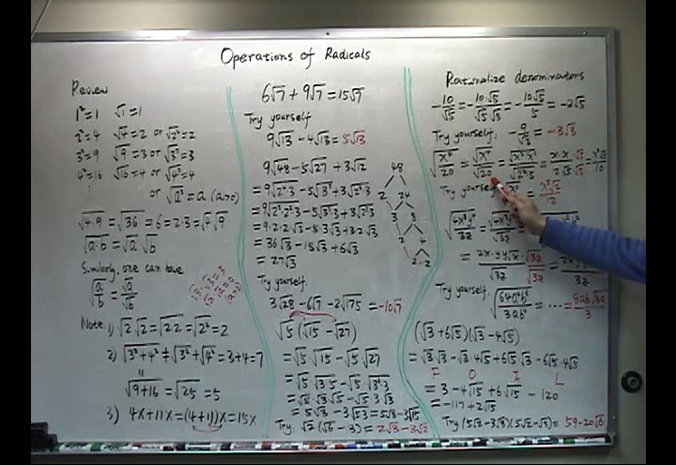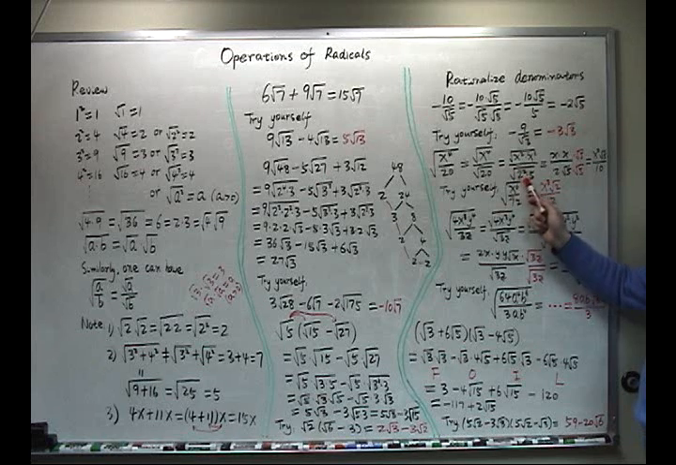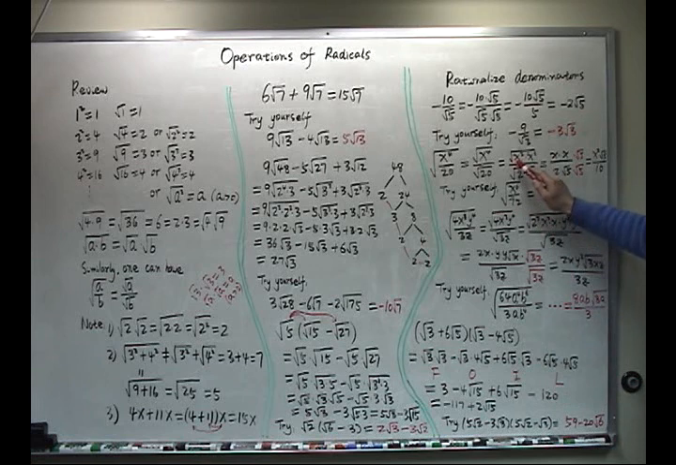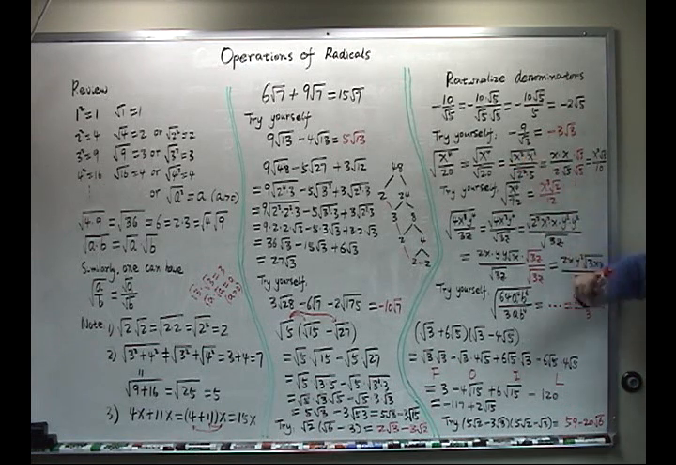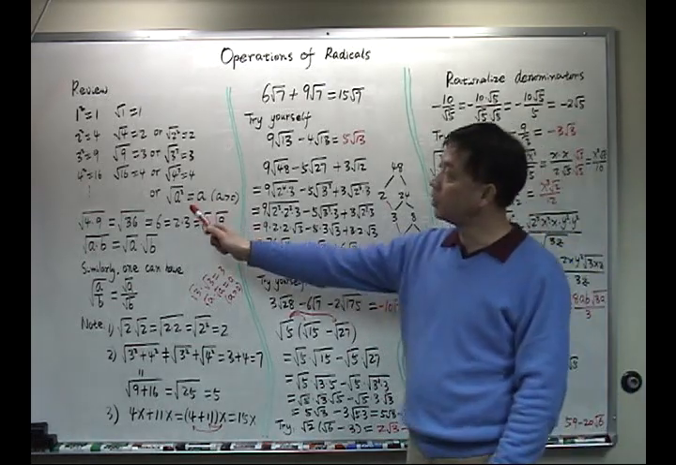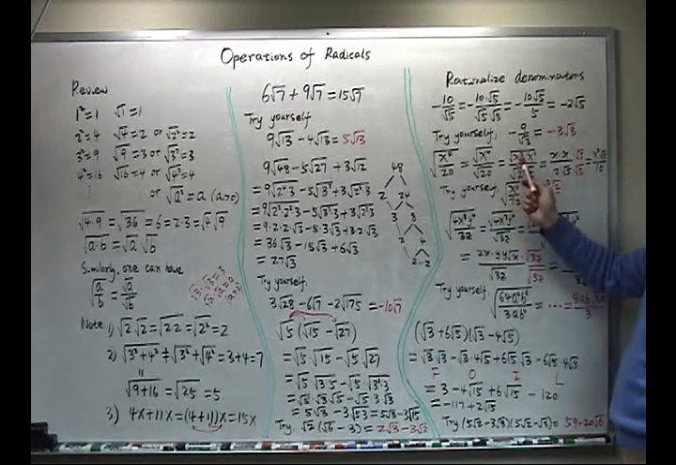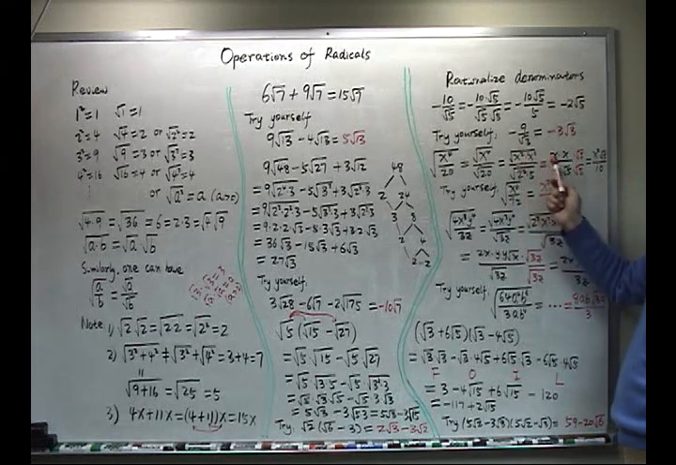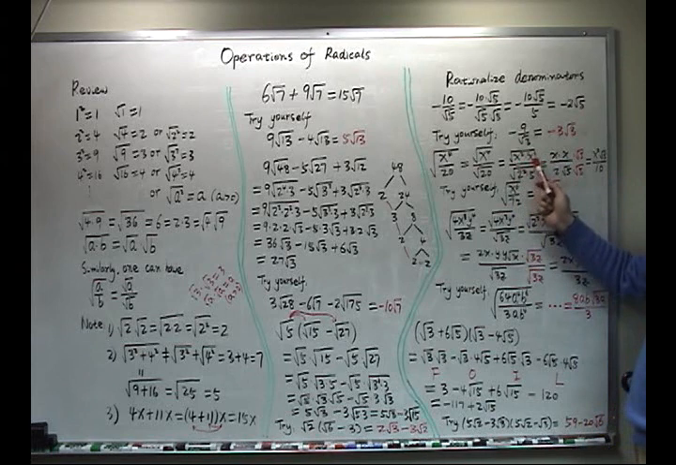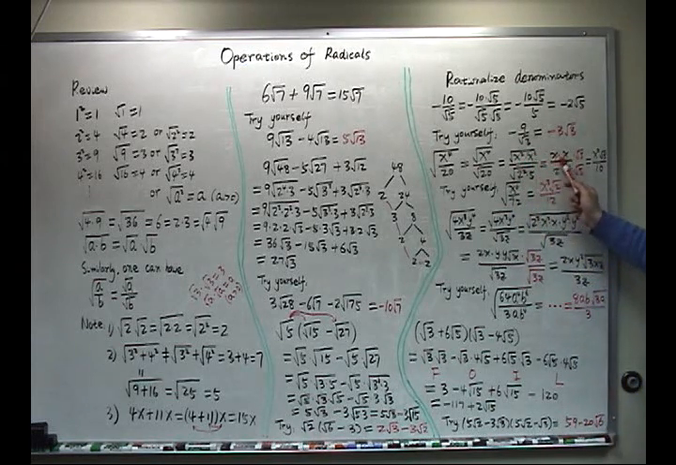Downstairs, 20 can be written as 4 times 5. 4 is 2 squared. Okay? Now, inside the radical is x squared times x squared. So previously we know radical a squared is a. So here, the first x with squared, then x can be out. The second x with squared, so the second x can also be out. So you have x times x.